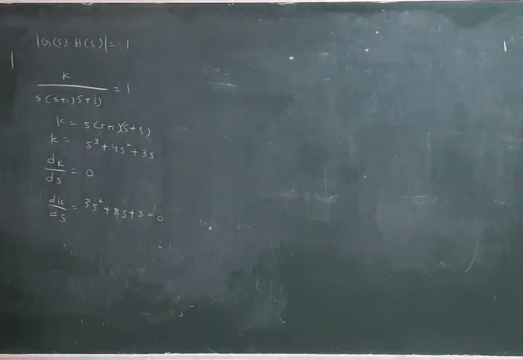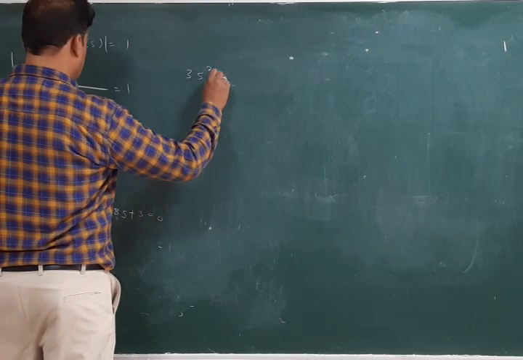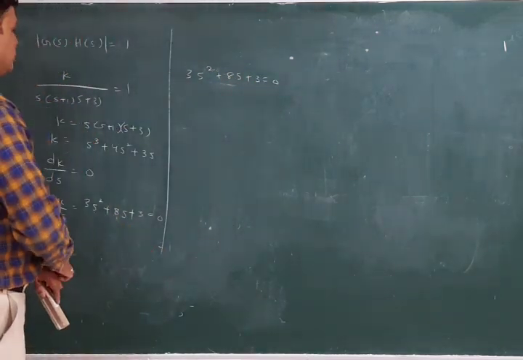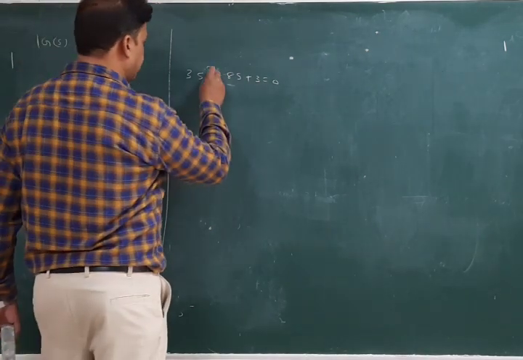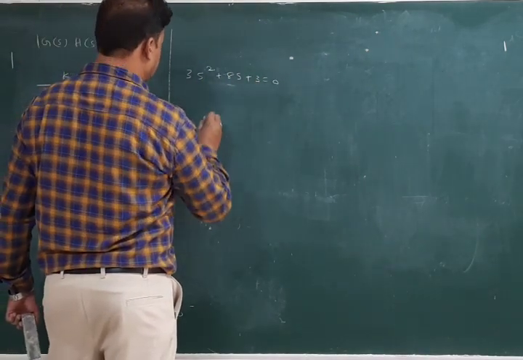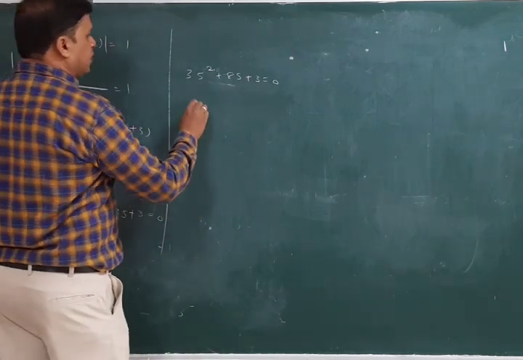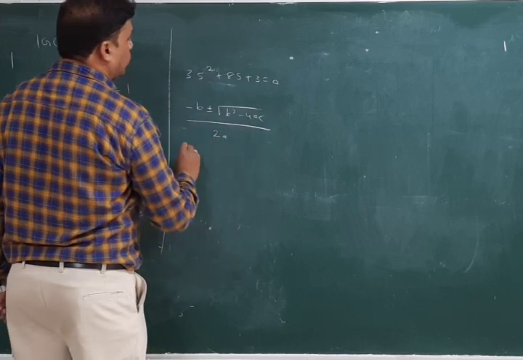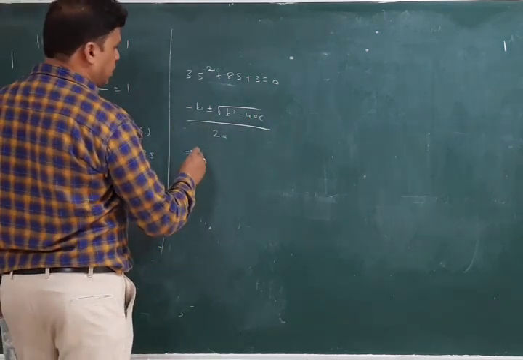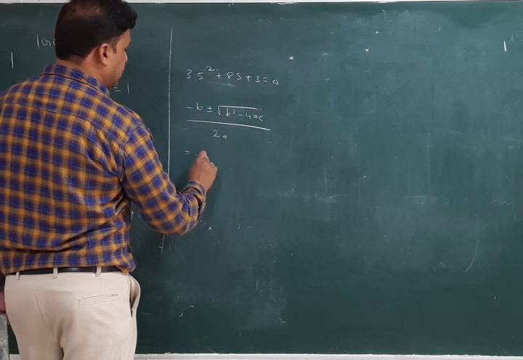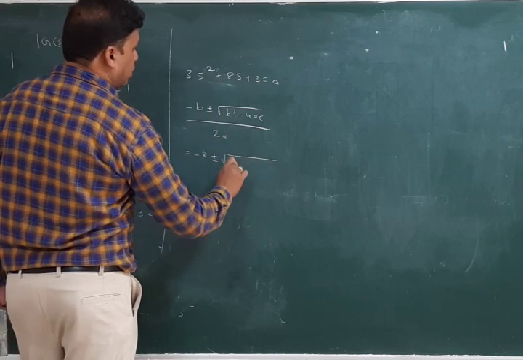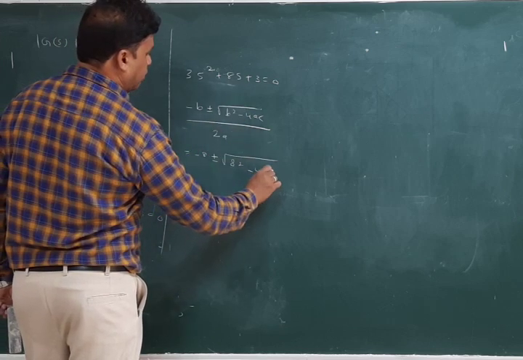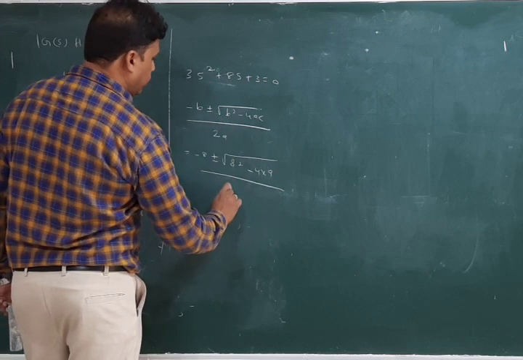So we got the equation 3s square plus 8s plus 3 is equal to 0. It is a quadratic equation. For this quadratic equation, you have to find the roots first. How to find the roots? It is minus b plus or minus square root of b square minus 4ac by 2a. Here that is minus 8 plus or minus square root of b square minus 4ac, 4 into 3 into 3 is 36, by 2a, so 2 into 3, that is 6.